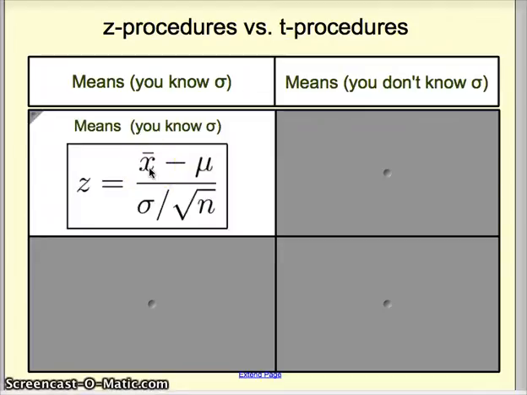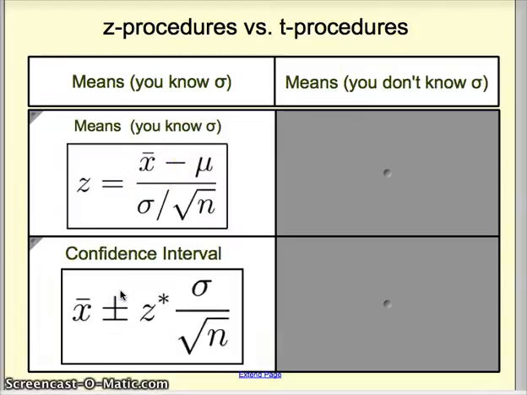Now, when we did know sigma, we did significance tests and confidence intervals using a Z test statistic. This is what we did in Chapter 11. You were just tested on this, where the test statistic is x bar minus mu over standard deviation of x bar, which is sigma over root n. And we did confidence intervals previously, where we had x bar plus or minus a certain number of standard deviations, that certain number defined by z star.